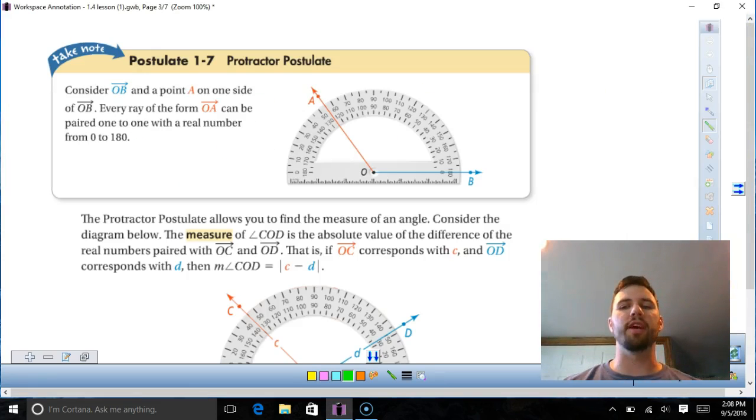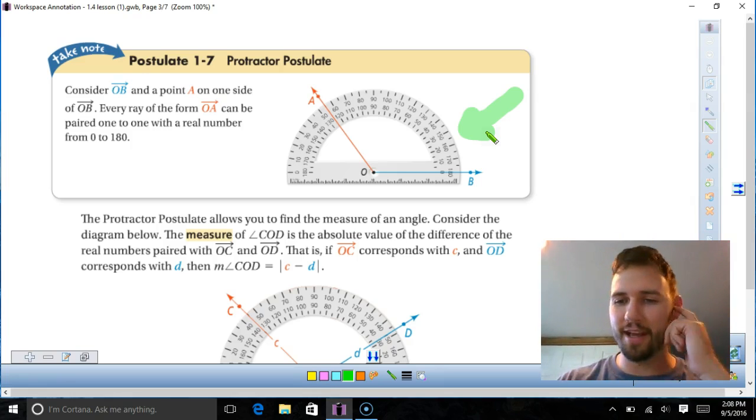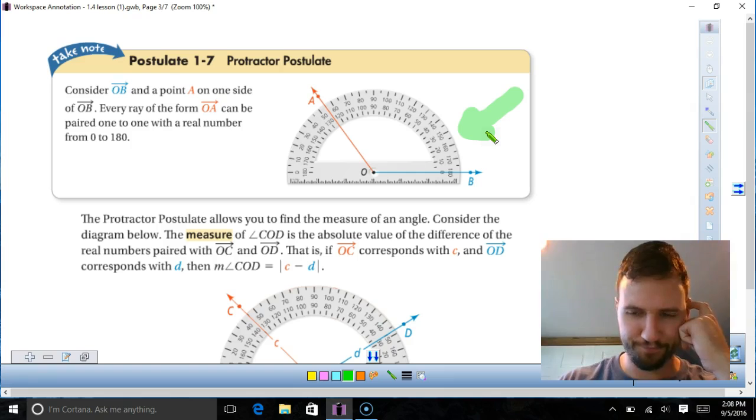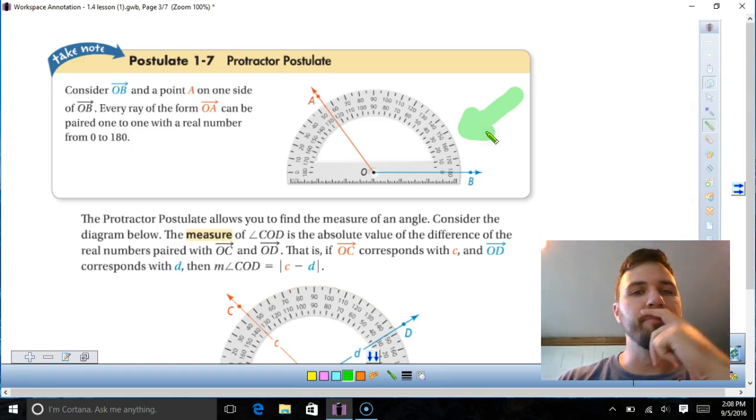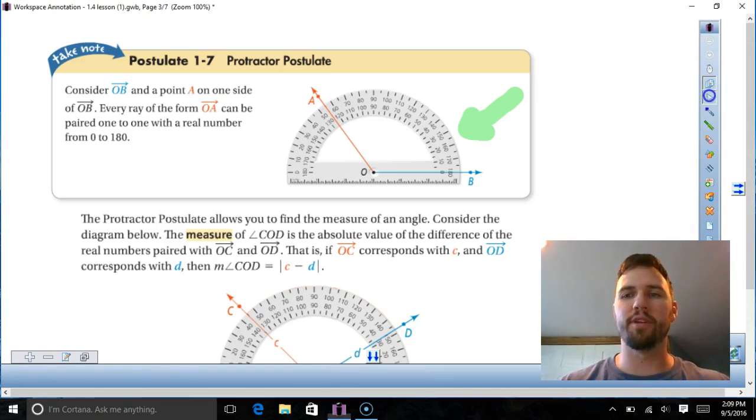Let's talk about the protractor postulate. If you didn't know what a protractor was, this is a protractor. It's that half circle. All the protractor postulate says is that any angle you can make is measured between 0 and 180 degrees. I'm going to show you how to use a protractor real quick.